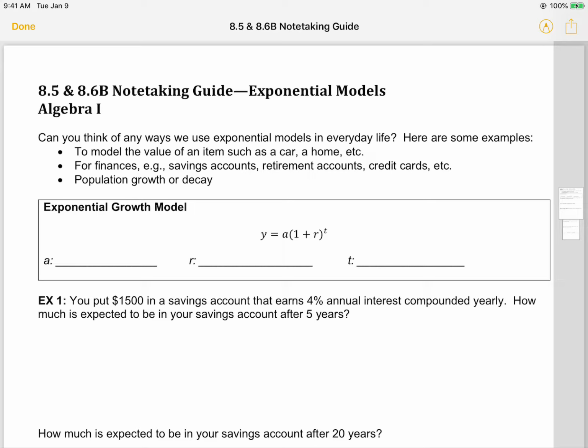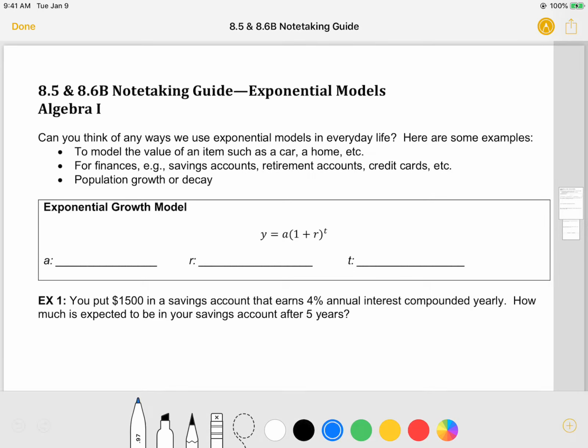We are going to talk about the second segment of 8.5 and 8.6 here, and we're going to be focusing our attention on exponential models, okay? So I'm wondering if you know the applications of exponential models. So what we might use exponential models for in real life. And there's some examples down here. So let's just go through some of these.